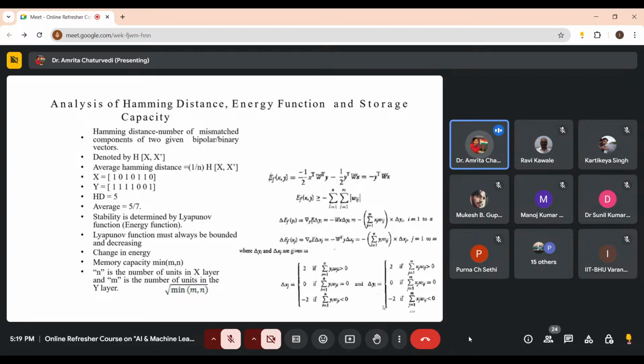Stability of this function is determined by the Lyapunov function, that is the energy function. So this Lyapunov function must always be bounded and decreasing. So you see that E(X,Y) is always greater than or equal to, that is, it is lower bounded by, the summation of all the weight values. So the memory capacity is given by min of m comma n. So if you want to increase the memory capacity of your associative memory network, then you take more number of nodes in the input and your output layers.